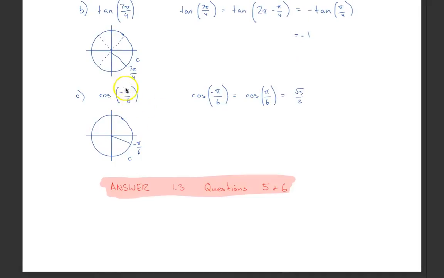Cos of negative pi on 6. Negative pi on 6, we have to go in the clockwise direction from positive x-axis. So that'll put us only 1/6 in this direction. So we're in the fourth quadrant. Cos is positive in the fourth quadrant. If this angle here is pi on 6, our reference angle is pi on 6. So cos of negative pi on 6 is the same as cos of pi on 6, which is equal to square root of 3 on 2 from our exact angle table.